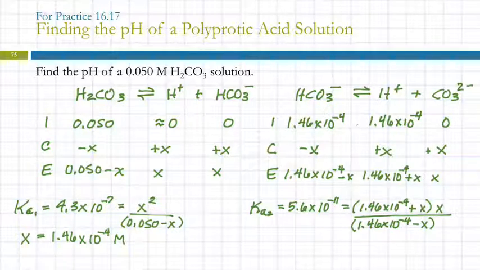So put this in my solver. 5.6 times 10 to the minus 11 is equal to the quantity 1.46 times 10 to the minus 4 plus X times X, and divided by the quantity 1.46 times 10 to the minus 4 minus X. Close parentheses, solve.